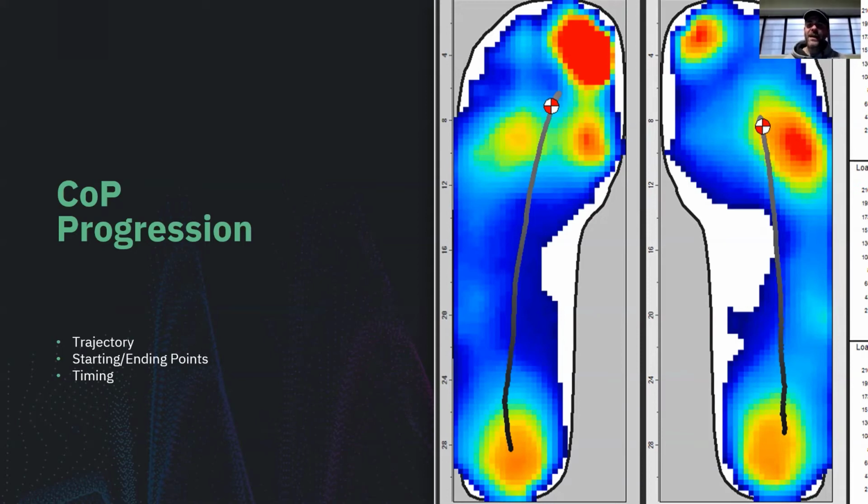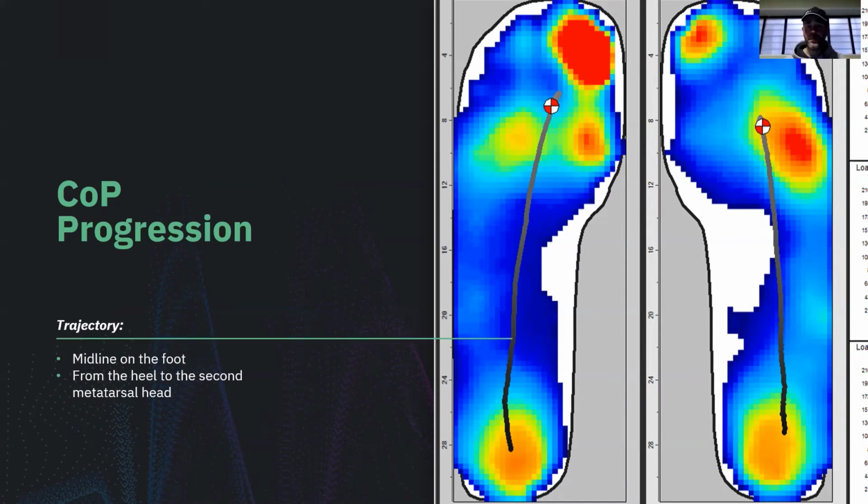The second type of data set is related to the center of pressure progression. When analyzing the progression and the trails of center of pressure, we need to look at three main aspects: the trajectory, the starting and ending points of the center of pressure, and the timing.